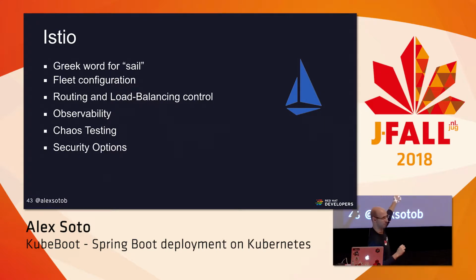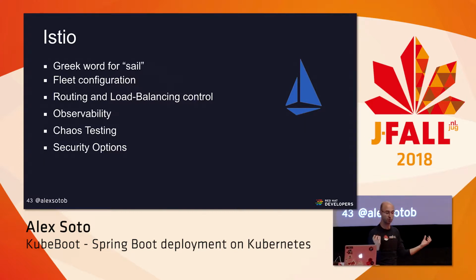And one of the great things that our customers at Red Hat really love is the security options. You can do things like, okay, I have my service A and service B, and they communicate with HTTP in my code, but the real communication happens with HTTPS.